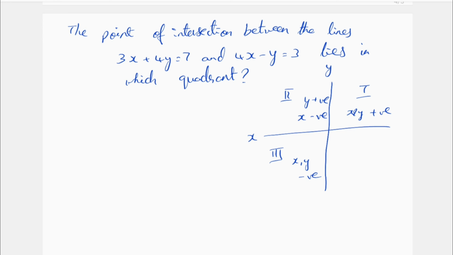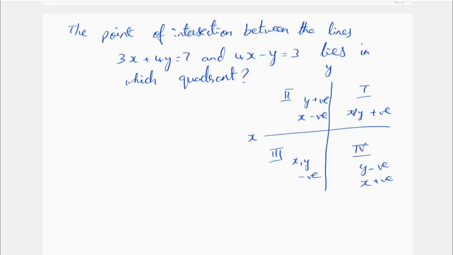When we further move to the right hand side in the anti-clockwise direction, we have the fourth quadrant, where Y is negative and X is positive. Because to the right of the origin, X is positive, whereas below the origin, Y is negative. These are the 4 quadrants. Now they are asking us for the point of intersection of the two lines, 3x plus 4y equal to 7 and 4x minus y equal to 3. In which of these 4 quadrants does the intersection point lie?